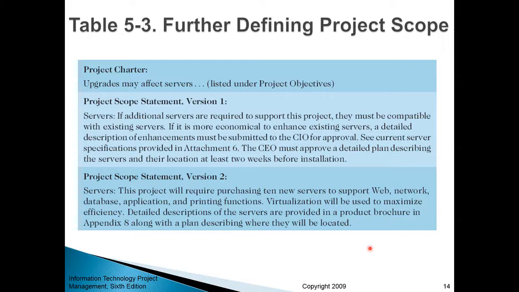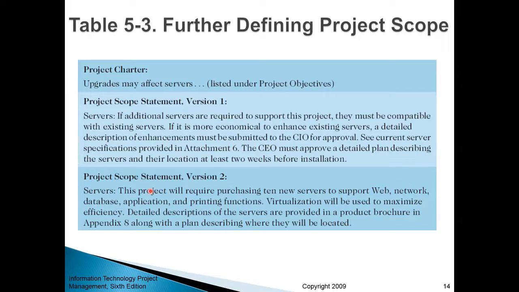So after reading those two versions of a scope statement, you see that version 2 is much more specific. Version 1 is very sketchy, it's very tentative. You're saying, well, there's something happening with servers. It looks like we may need additional servers. We need to talk to certain people, such as the CEO and the CEO, to get a better idea of how many servers we're going to buy, what kind of servers are needed, right? So that's like a first version. It's very rough.